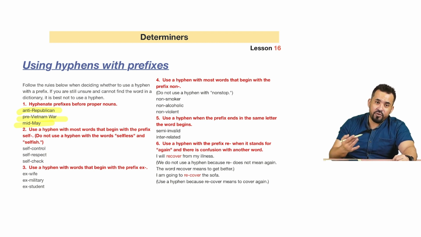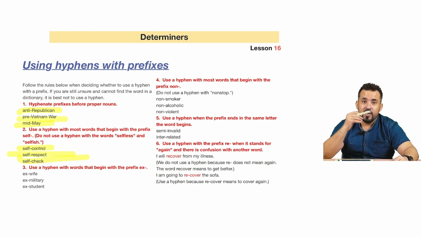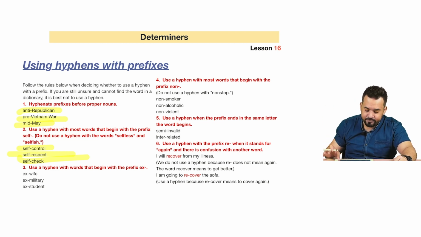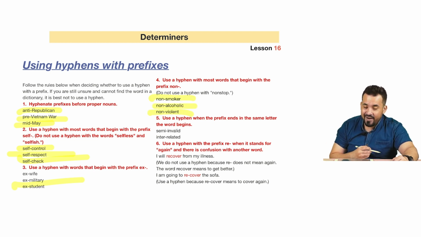Okay, we also use a hyphen with most words that begin with the prefix self. When we have the prefix self, normally we use a hyphen. Self-control, self-defense, self-check, self-respect, self-indulgence, anything that starts with self is always hyphenated, right? We use a hyphen with the prefix ex. Ex-wife, ex-boss, ex-partner, ex-military, ex-student. We use a hyphen with most words that begin with the prefix non. Non-smoker, non-alcoholic, non-violent.